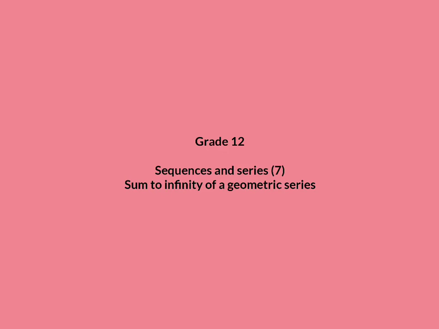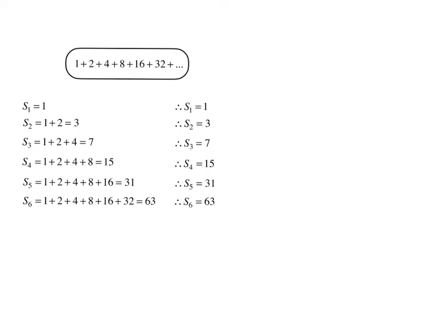In today's sequences and series lesson, we are focusing on the sum to infinity of a geometric series. Let's consider this series. We can see here that this is a geometric series because there's a constant ratio of 2. If we now go and calculate the sum, the first term will be 1.